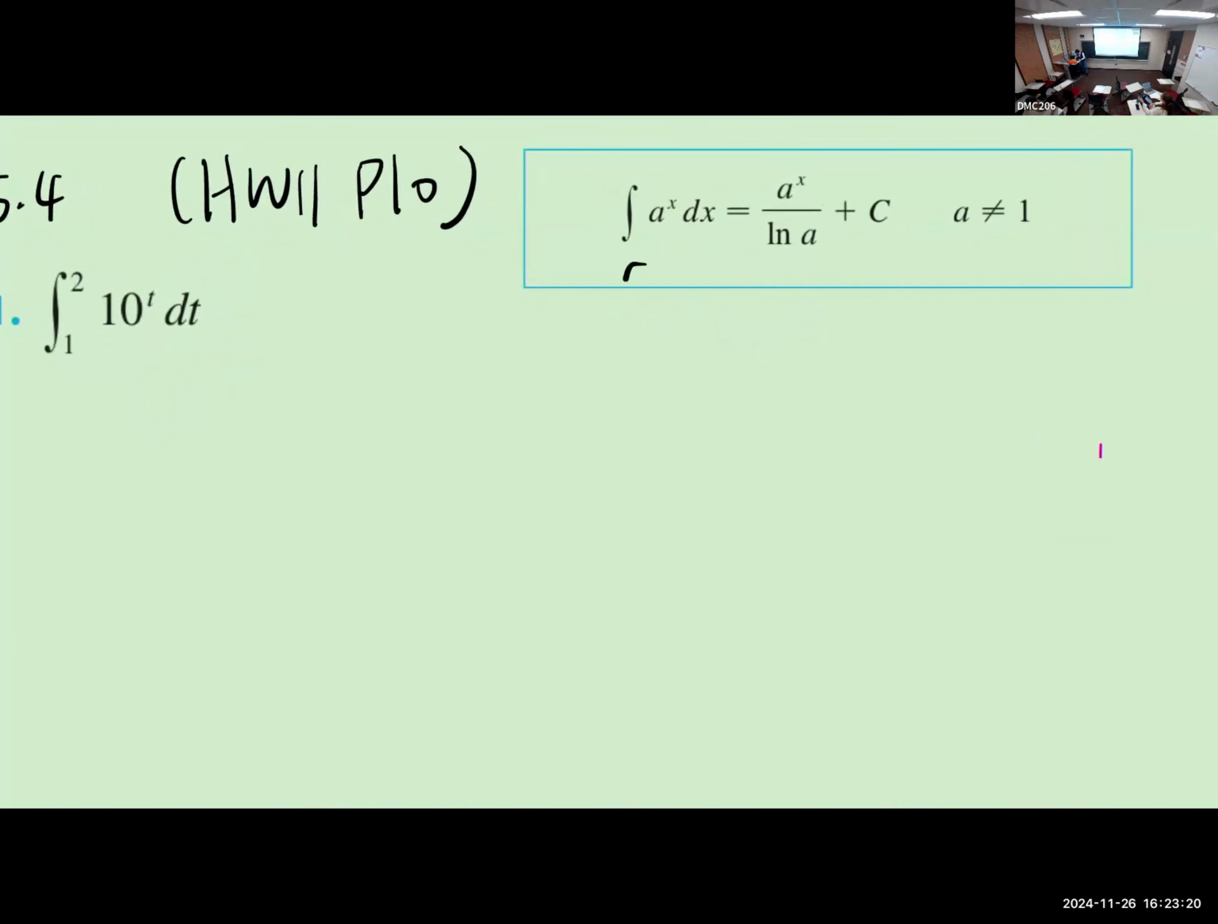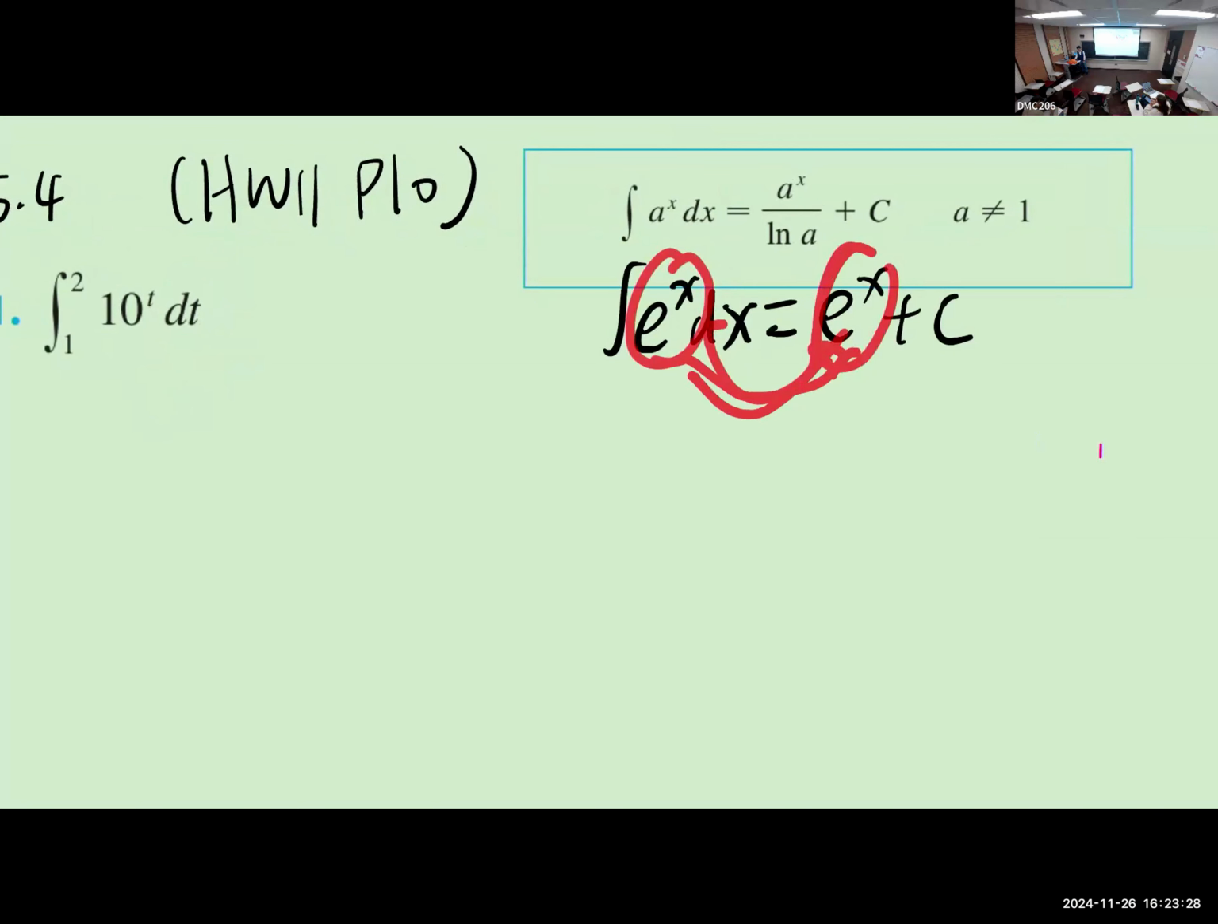You remember the antiderivative of e to the x is just e to the x plus c, right? This is the Feng function. The derivative is itself. The antiderivative is also itself plus c. So this is just this guy divided by ln a plus c.